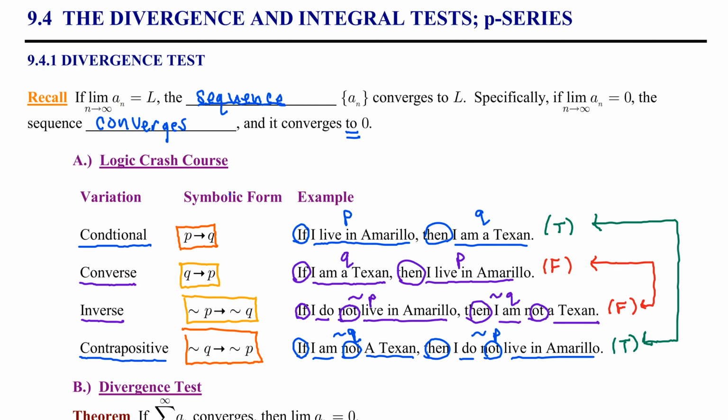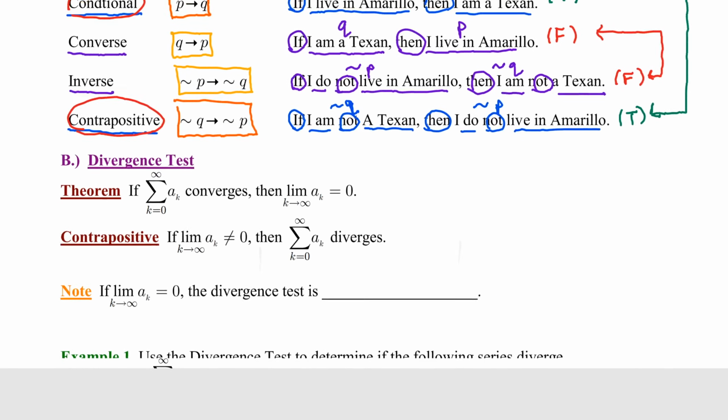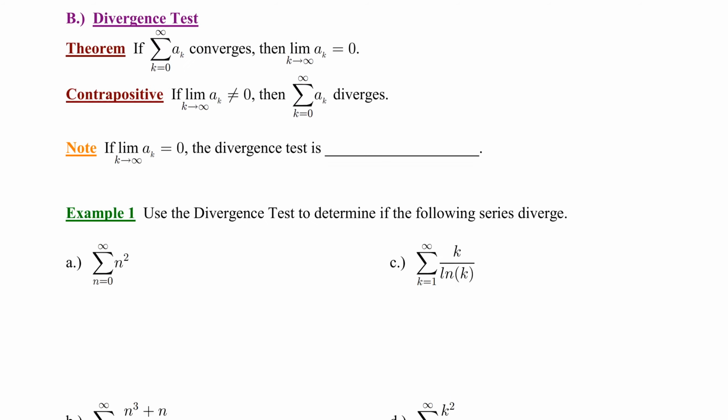So what in the world does any of this have to do with the divergence test? Well, we're going to take the conditional and its contrapositive pattern along with this special note and apply both of those tenets to understand the divergence test. Here's the theorem for the divergence test. If the series, notice we've gone from sequence now to series. If the series from k equals 0 to infinity of a sub k converges, then the limit as k approaches infinity of a sub k equals 0.